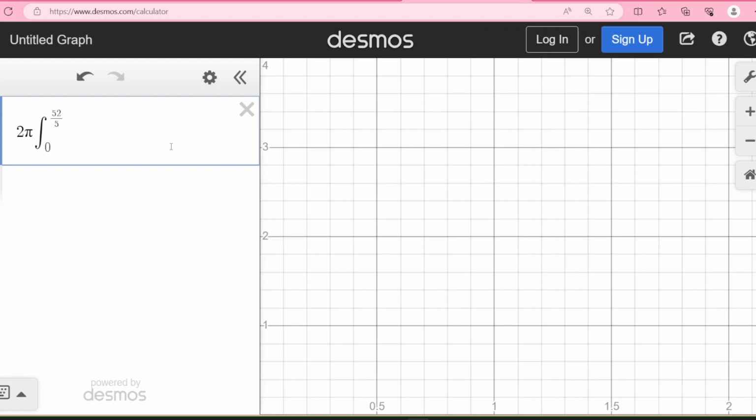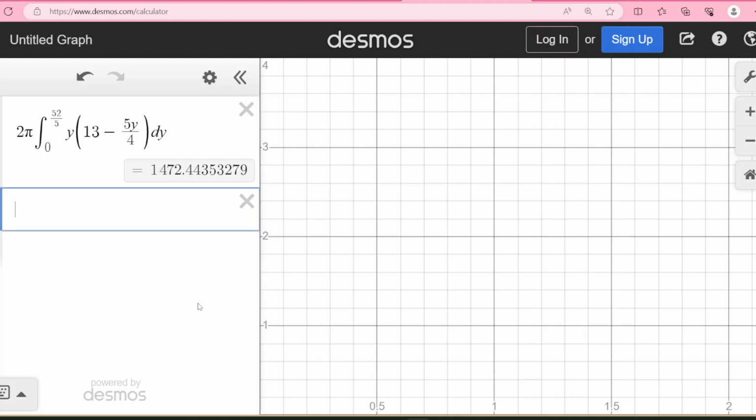And then the integrand, I had y times 13 minus 5y over 4, or 5/4 y, and then dy, right? So the volume of this thing is 1,472.443. This is because that times pi there is not going to be nice and rational. But I get this value for the volume of the solid created.